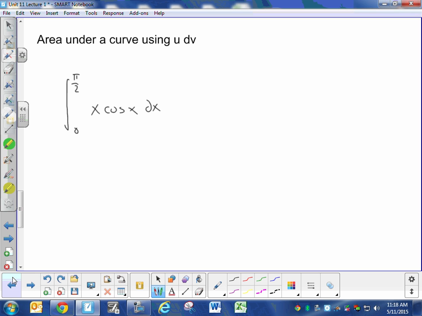Now, area under a curve using UDV. Okay, so this is now an area under a curve. But we know that to find areas under curves using the fundamental theorem of calculus, you just need to find the change in the antiderivative. Well, that means I need to find the antiderivative of x cos x. Well, to do this, I'd have to do UDV again.